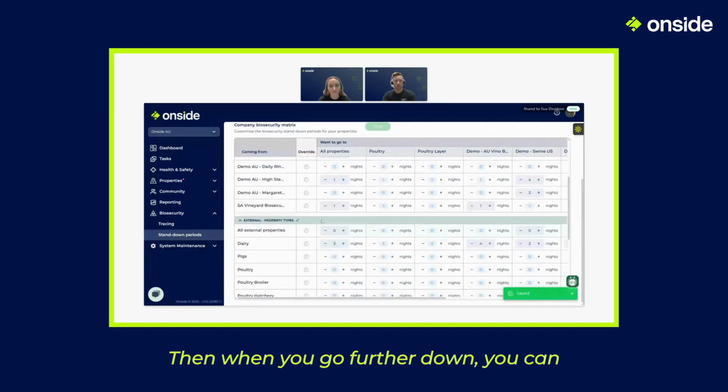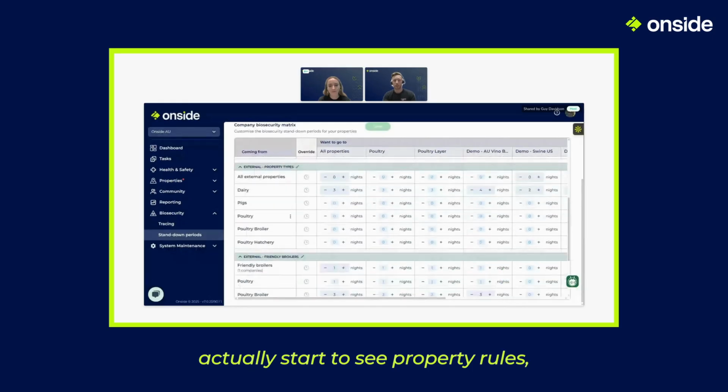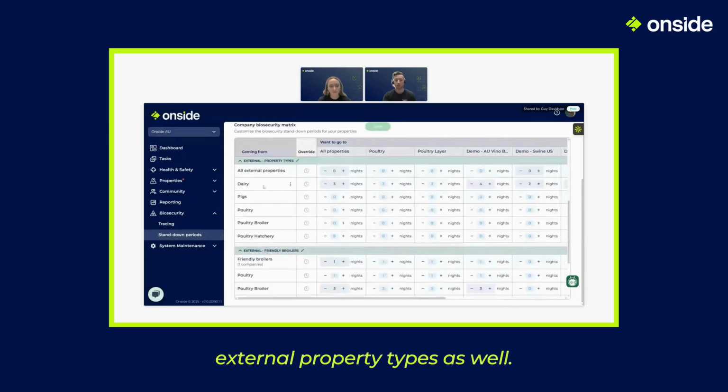Then when you go further down, you can actually start to set property rules, movement rules between external property types as well. So this is a nice, easy way to say, for example, I want to set a certain stand down period between any dairy farms coming to all of my properties. So take, for example, H5N1 avian influenza, because livestock can host H5N1 and spread it around. You might want to start to think broader than just poultry properties and doing rules between them. You can actually set up rules between dairy properties or other types of animals.